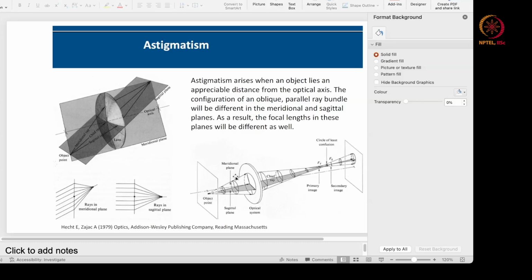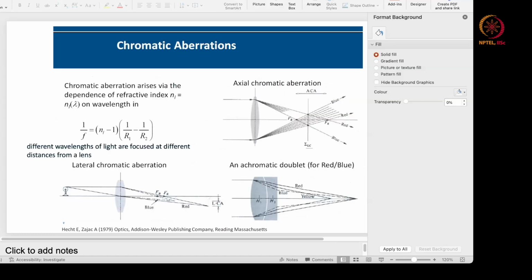Okay, so if you look, this is your meridional plane that you see over here, and this is your sagittal plane. It is well marked over here, and this is the object point away from the optical axis. And this is the primary image, and this is the secondary image, and this is the circle of least confusion. So all this leads to image blurring, essentially. The fuzziness of the images comes from this. So it is a very clear idea that the sagittal plane and meridional plane will have focal lengths which will be different because of astigmatism. All right, so this is what it is, and this should be something that you know already.